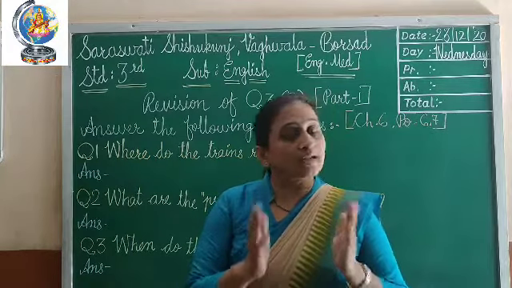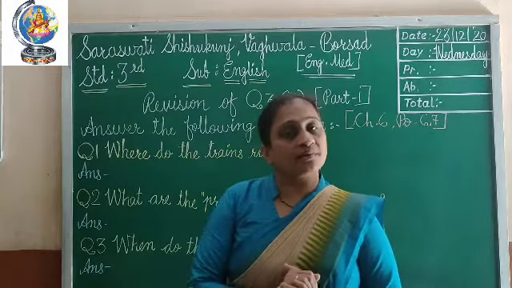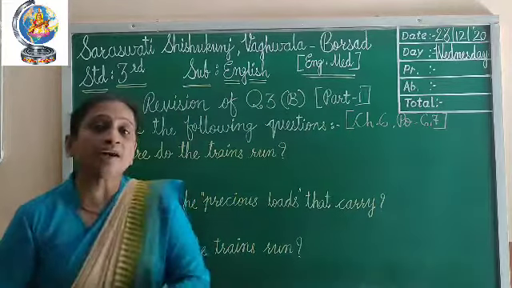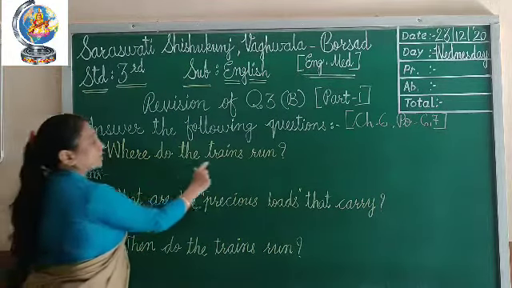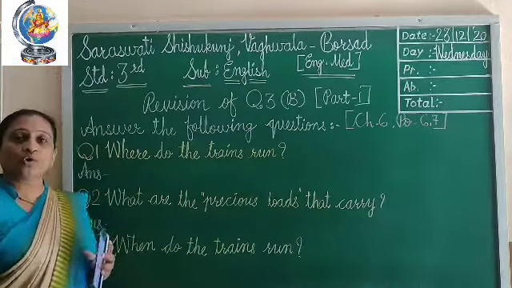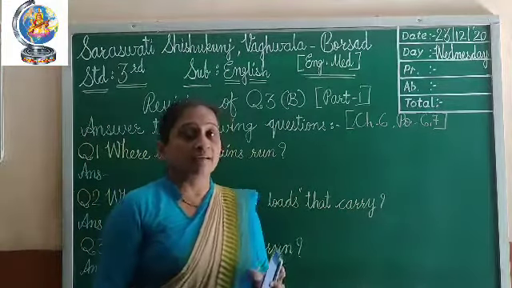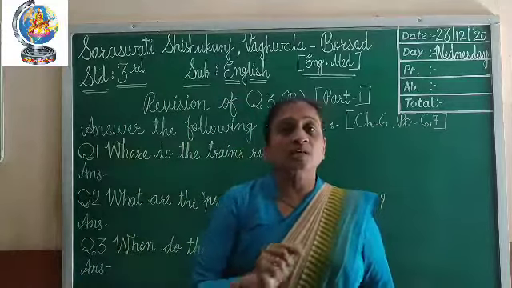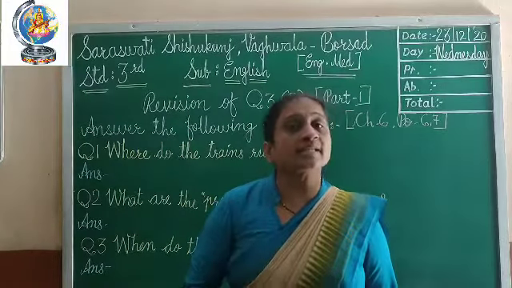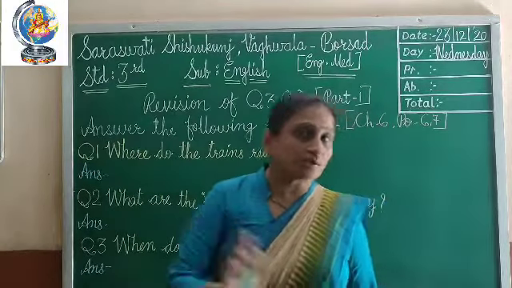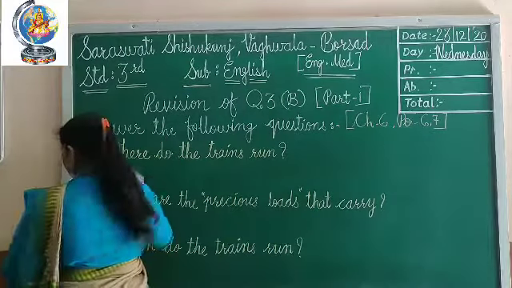Okay children, now let's start this question answer revision. First of all you can see here question one, where do the trains run? Everyone knows this answer, that the train crosses rivers, mountains and plains, right? So let's write this answer.